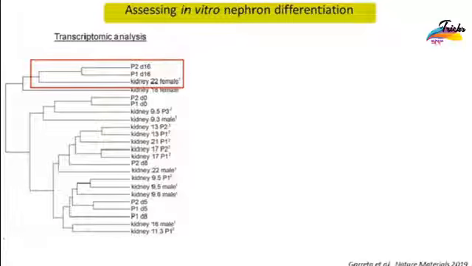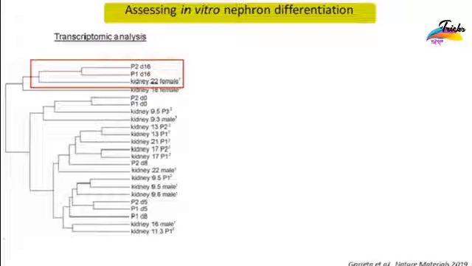We performed RNA-seq and compared our data together with already published data, and we found that our kidney organoids, already at this stage, were transcriptomically similar to second trimester gestational kidney.